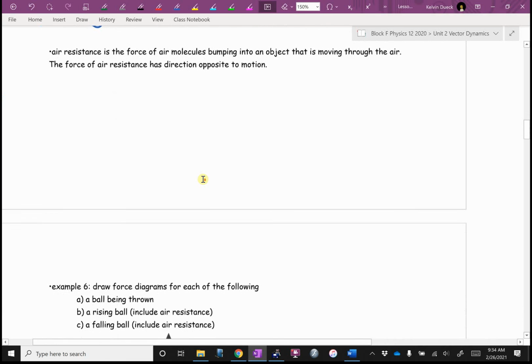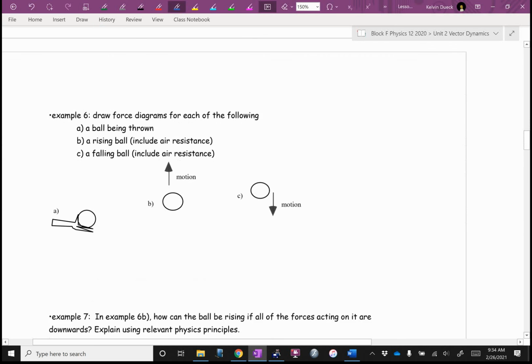So let's look at air resistance. Air resistance is the force of air. Before you turn the page, there's one key thing you want to underline. Air resistance is the force of air molecules that bump into an object that's moving through the air. And the key thing, air resistance always has a direction opposite to the way that you're moving.